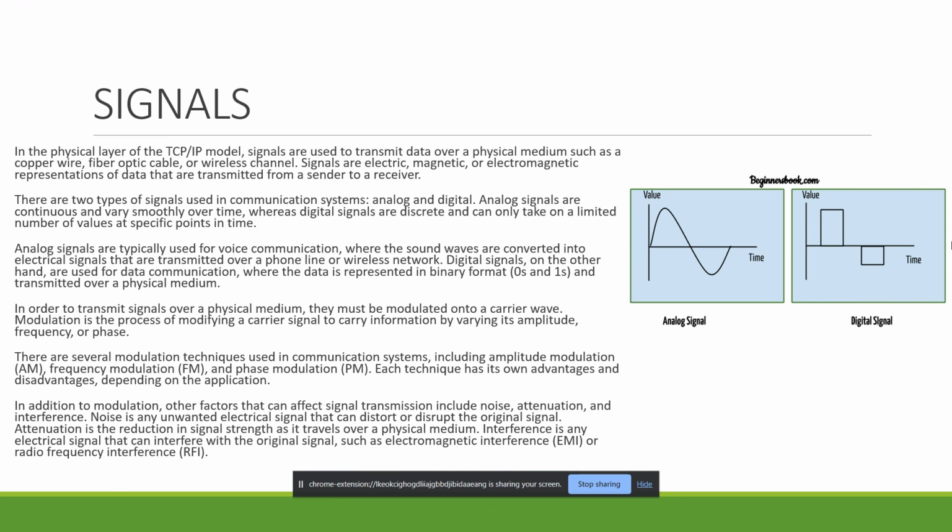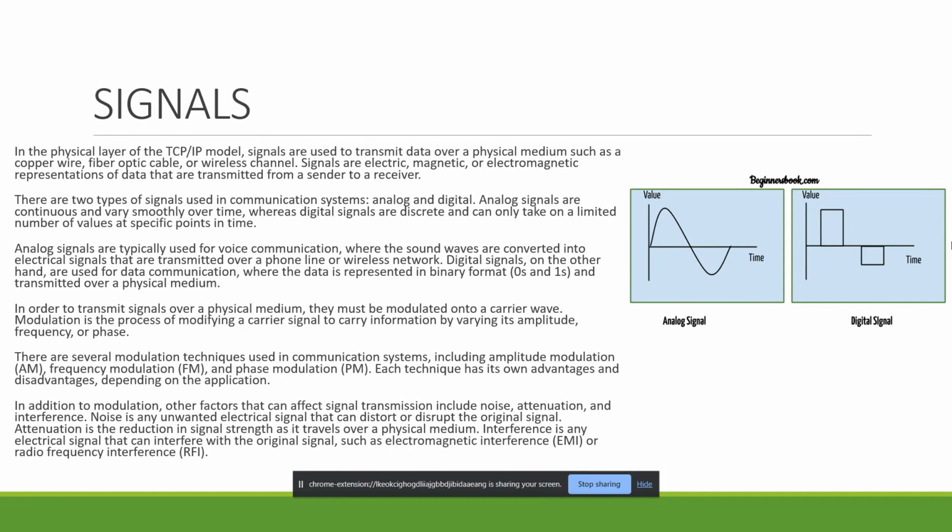So, in order to transmit signals over a physical medium, they must be modulated onto a carrier wave. Modulation is the process of modifying a carrier signal to carry information by varying its amplitude, frequency, or phase. There are several modulation techniques used in communication systems that include amplitude modulation (AM), frequency modulation (FM), and phase modulation (PM). Each technique has its own set of advantages and disadvantages, and that depends upon the application.